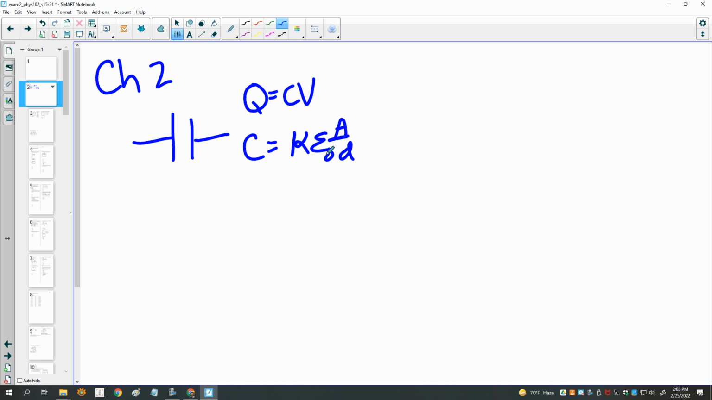Epsilon naught. How to calculate the capacitance based on its dimensions. There are a variety of questions that I asked in that chapter. Make sure you're practicing those and know how to answer them.